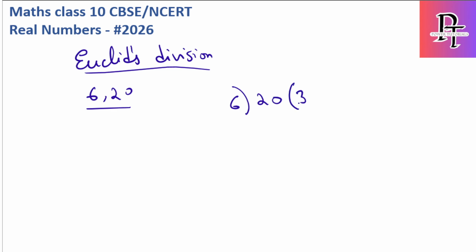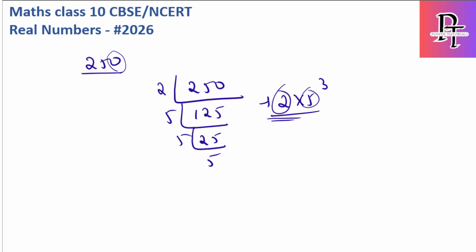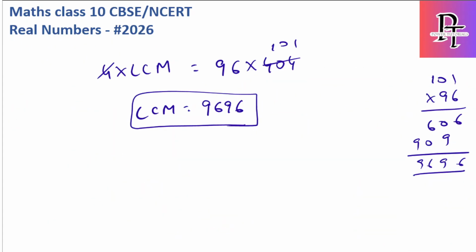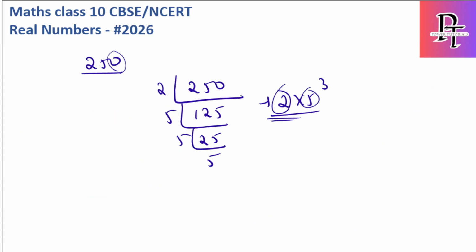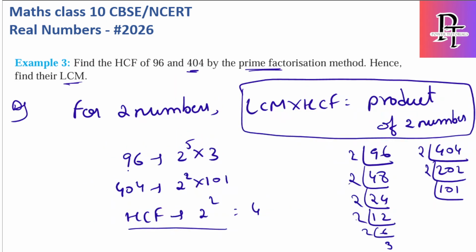So you will get 6 3s are 18. Which is remaining? 2. Now let's divide 6 by 2. 2 3s are 6. We are getting the remainder as 0. So until you get the remainder 0, you have to keep doing it, and this is the HCF. And cross check that question, the HCF value should be 2. Yes, you can see here the HCF is 2. I will check the same for other values.